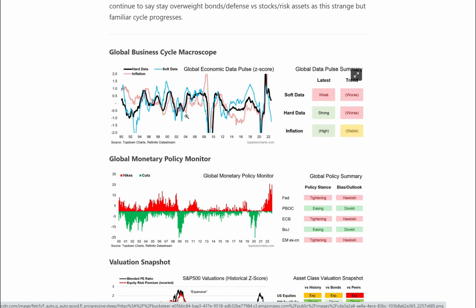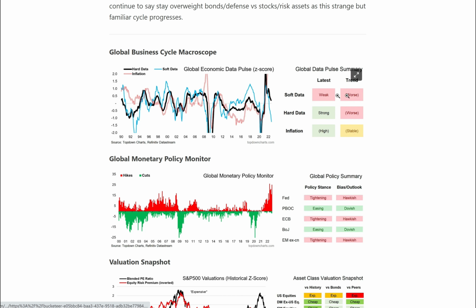For example, if we go back into 2004, we can see that the soft data turns up first, then the hard data turns up, and then the inflation data turns up. That's conceptually what you tend to see through the various cycles. Right now that's quite interesting because the soft data is trending down sharply, the hard data is tapering off, and we can't quite see it there because the inflation data is off the charts, but it's actually beginning to stabilize at high levels.